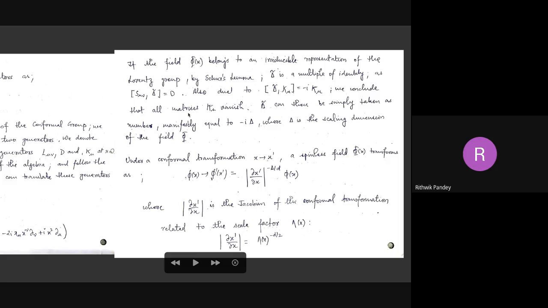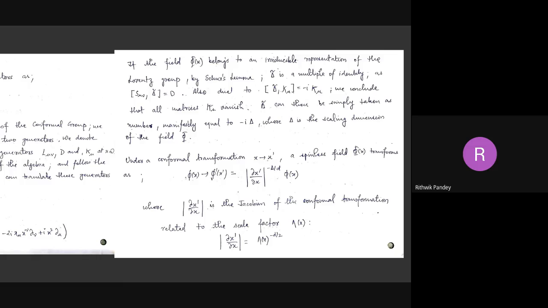So we conclude that all matrices kappa mu vanish, and then delta tilde can simply be taken as a number, which is taken for some reason to be equal to minus i delta, where delta is the scaling dimension of the field. What I mean by the scaling dimension of the field phi, I'll return to that in a bit, but this is the name for delta. So now we have our full generators.